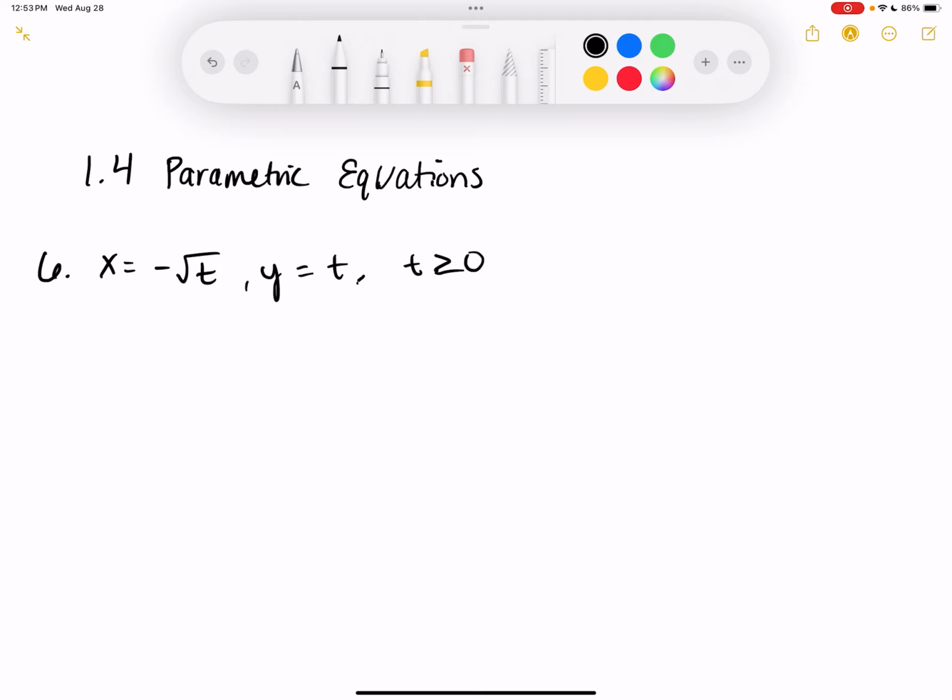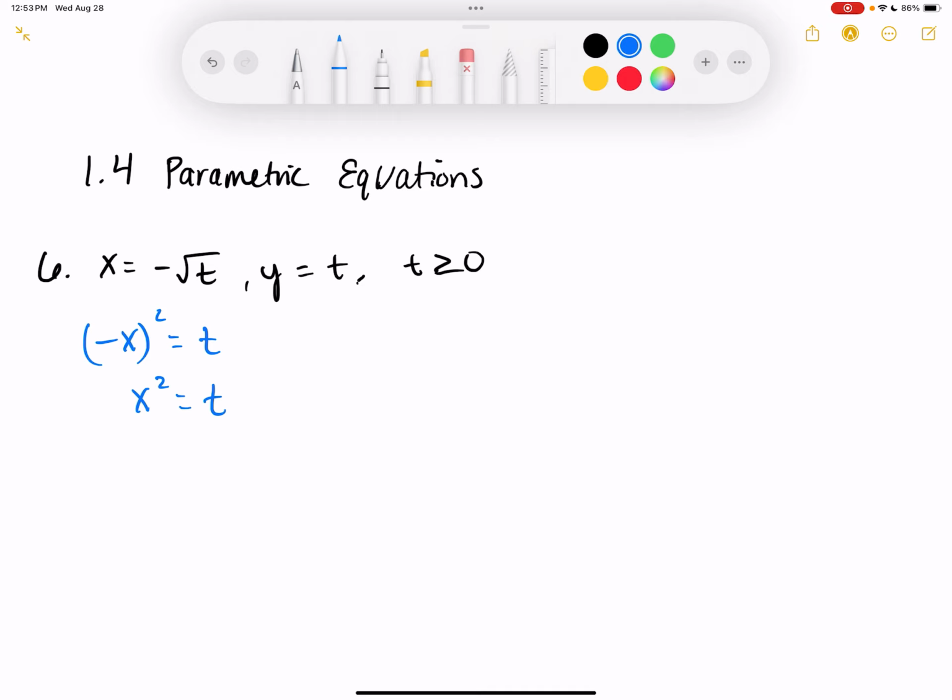All right, so for this one, we need to get t by itself in both equations. Obviously the y equals t, t is already by itself. But how would I get t by itself in the other one? So, we divide by negative 1, and we square things. Yes, so it'll be negative x squared equals t. So that's just x squared equals t. And we already have that y equals t.